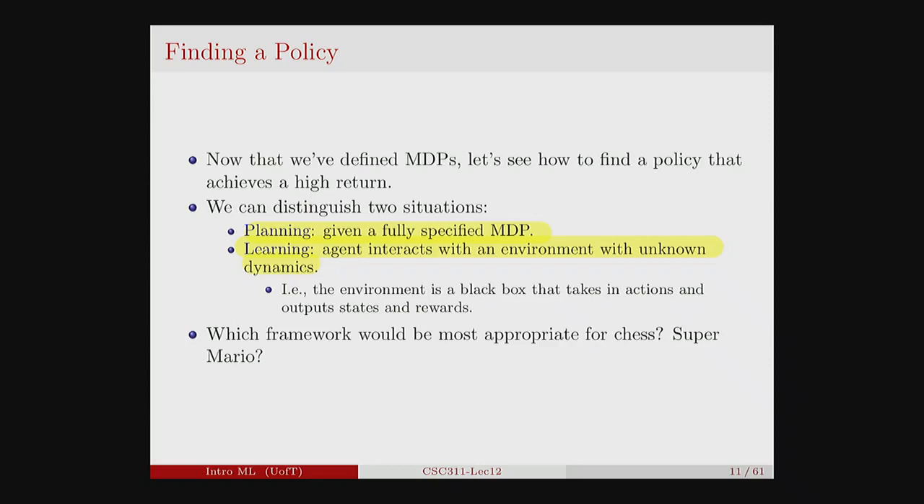Okay, so questions about the distinction between planning and learning? Really, the main difference is about the fact that you have a fully specified Markov decision process in the context of the dynamics function.